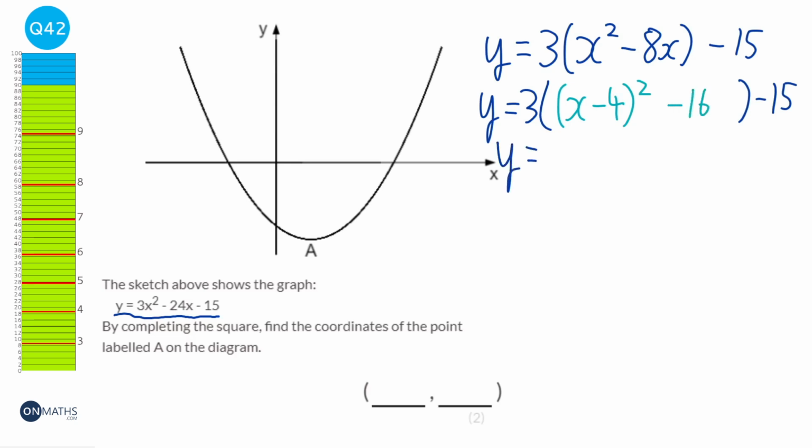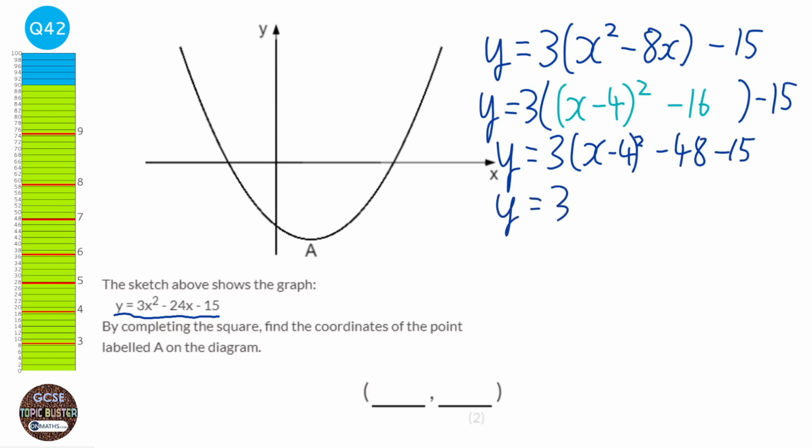Next we're going to expand the bracket with the 3 in. So we're going to have 3 brackets x minus 4 squared, close bracket, minus 48 minus 15, and then we're just going to tidy that up by adding the numbers together, so that would be minus 63.